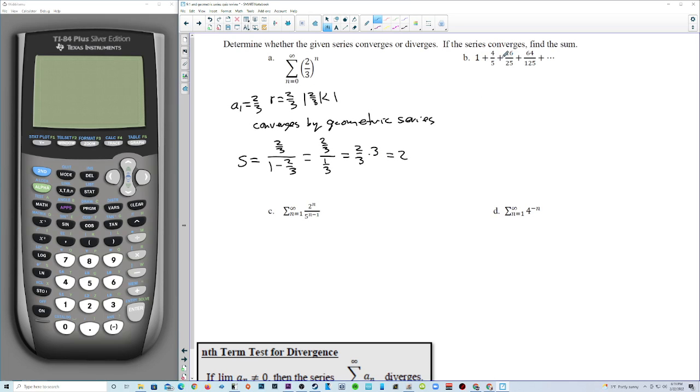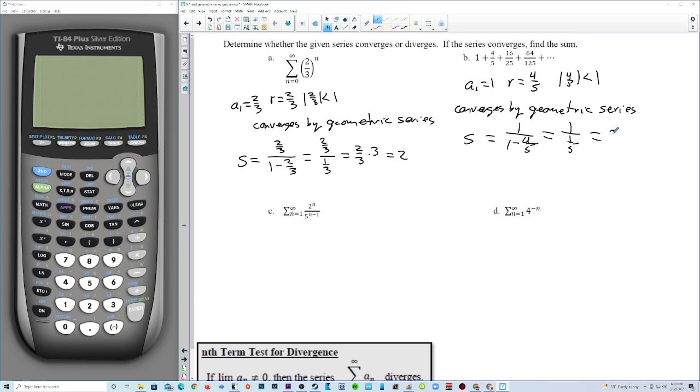Over here, this is geometric as well, where a sub 1 is 1 and r is 4/5. Now the absolute value of 4/5 is less than 1, so this converges by geometric series. The sum is equal to 1 over 1 minus 4/5, which is 1 over 1/5, which is 5.